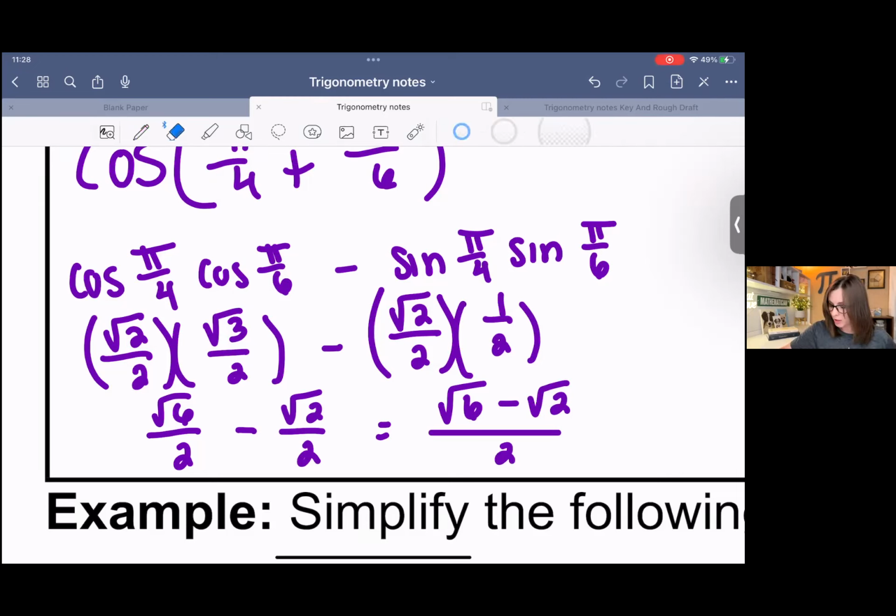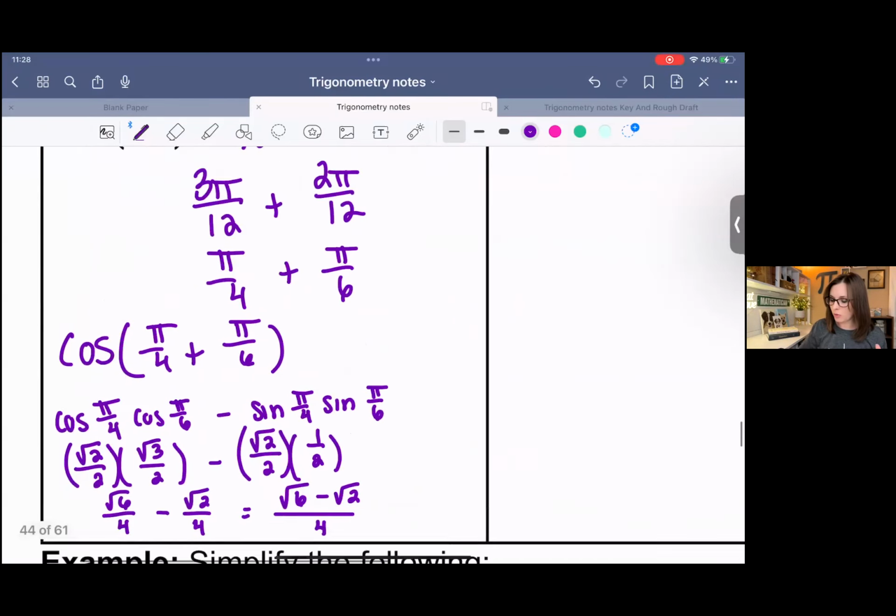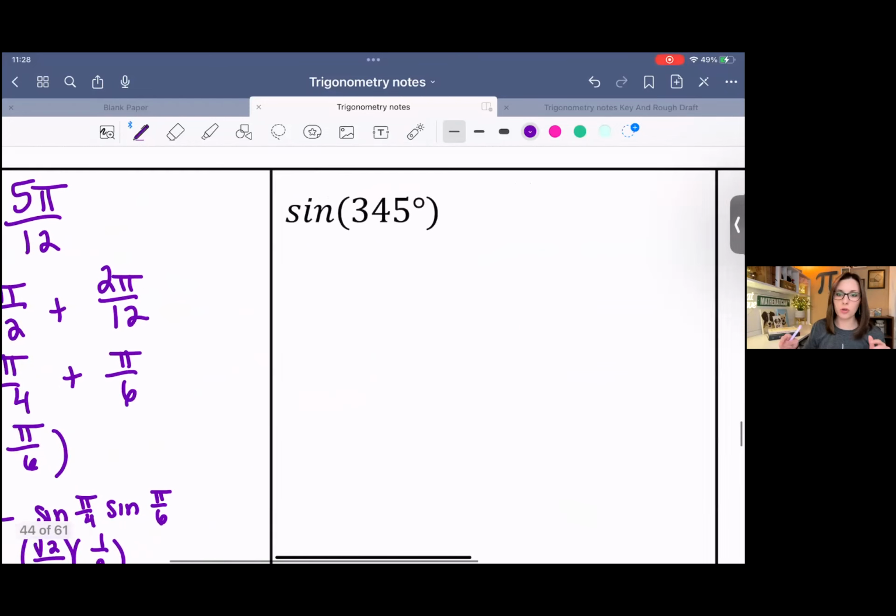And I am so sorry, just noticed that I did not multiply my denominators. 2 times 2 is 4. 2 times 2 is 4. Very sorry. There you go. That's the right answer, not the previous one. And that's all at once. That's the exact solution with the square roots in it. The end, done. So now go ahead and try that with sine of 345.